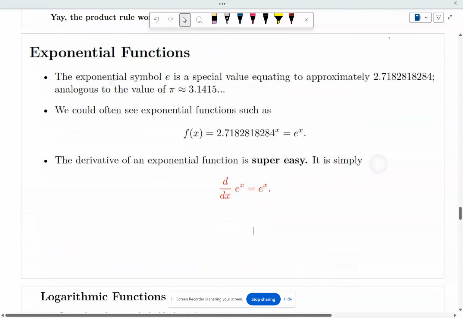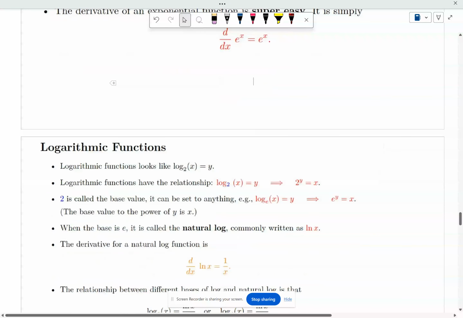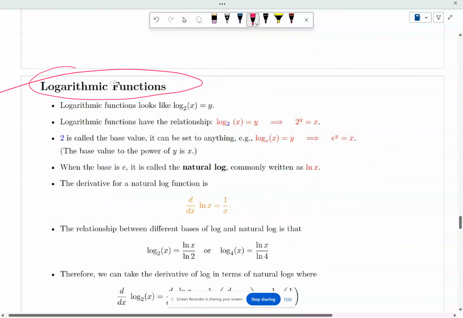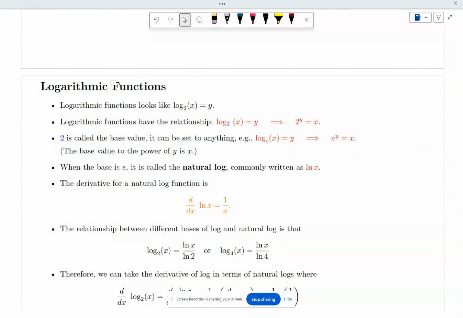Okay. All right. So those are exponential functions. Next, let's move on to logarithmic functions. Logarithmic functions look something like this, right? So log of some base, and then you plug x in. So this log is a logarithmic, and x is the value you plug into the function.